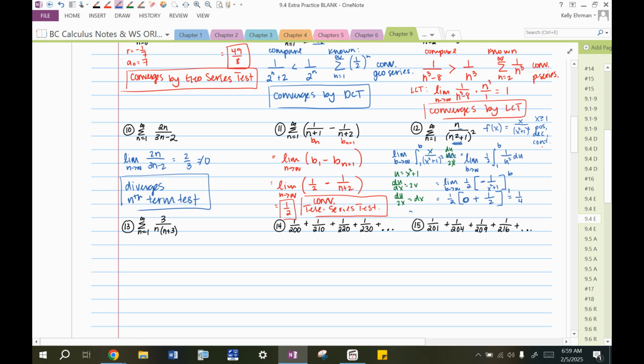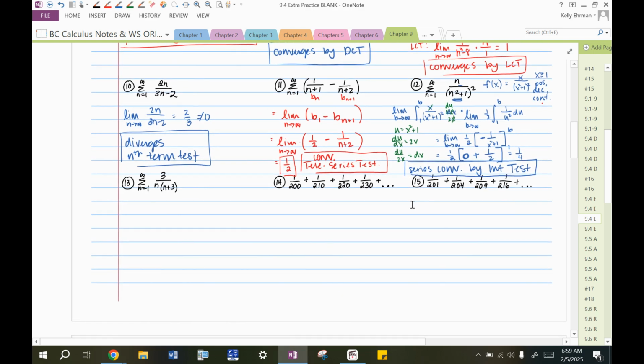And so I can say that the series converges by integral test. It doesn't converge to 1/4. We don't know what it adds up to, but we do know that it does add up to something finite.